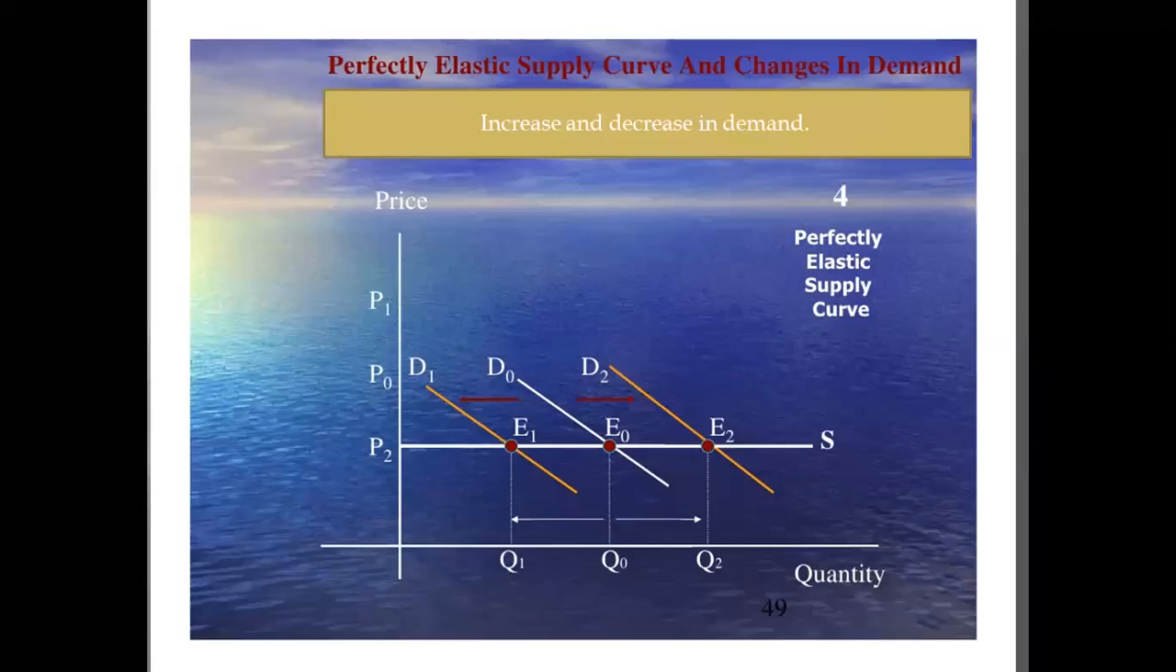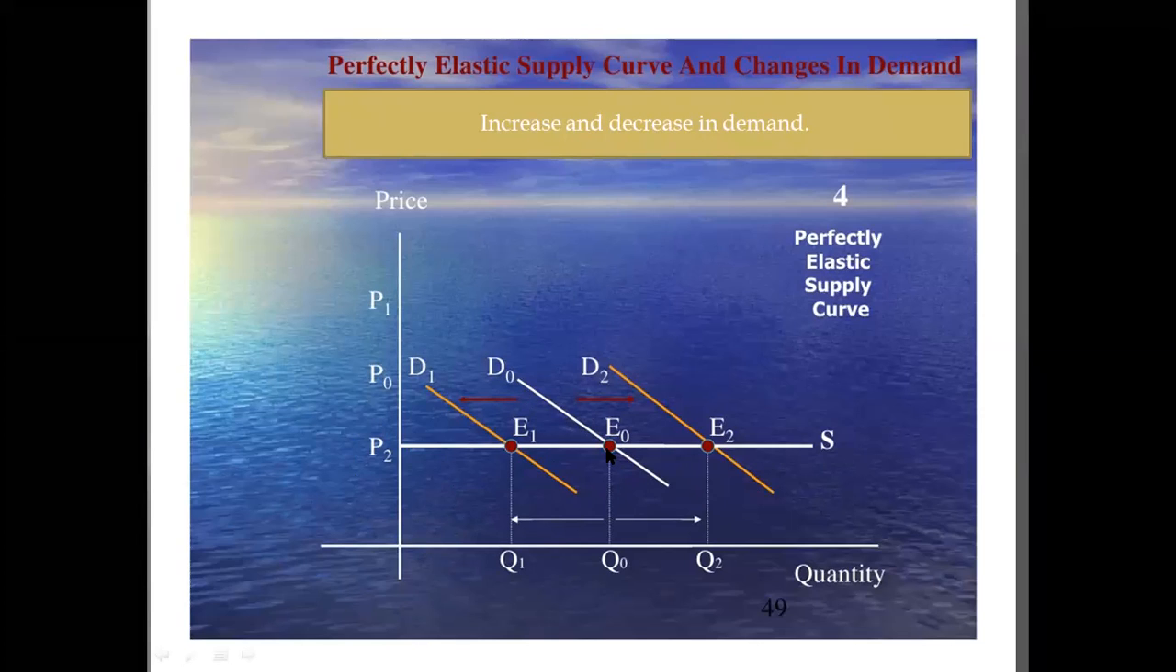Now this is a situation where you have a perfectly elastic supply curve and there are changes in demand. There is increase and decrease in demand. As you can see here, children, there is a horizontal straight line, which means it is a perfectly elastic supply curve. And we know that in a perfectly elastic supply curve, the price remains constant. And with this particular price, we can supply whatever quantity we wish to.